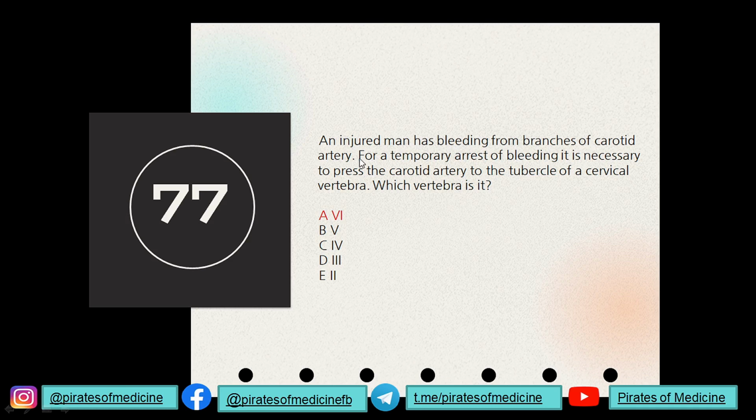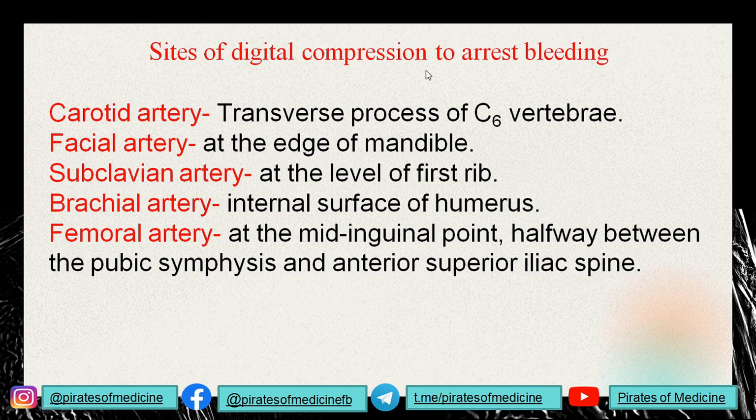An injured man has bleeding from the branches of the carotid artery. For temporary arrest of bleeding, it is necessary to press the carotid artery to the tubercle of a cervical vertebra. Which vertebra is it? To understand this, we have to understand what major points we can use for digital compression. Digital compression is the pressing of an artery to arrest bleeding.